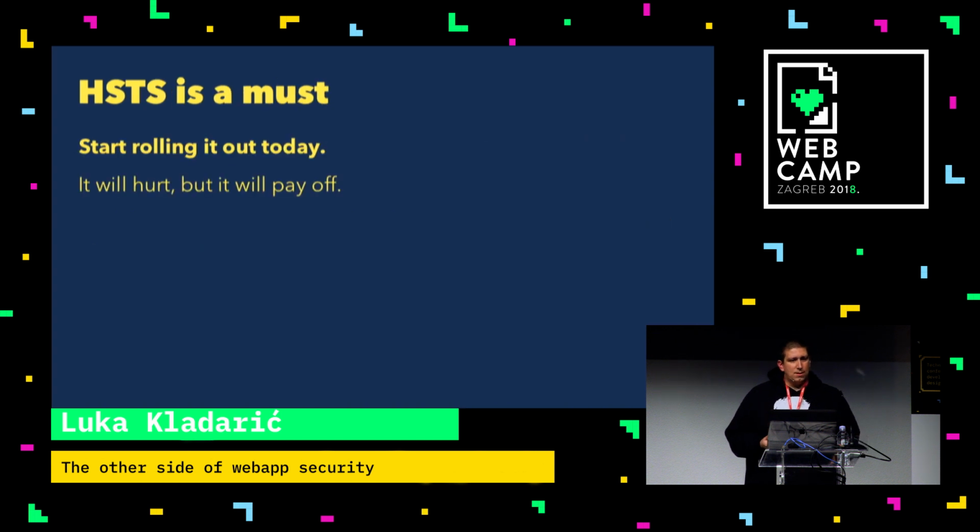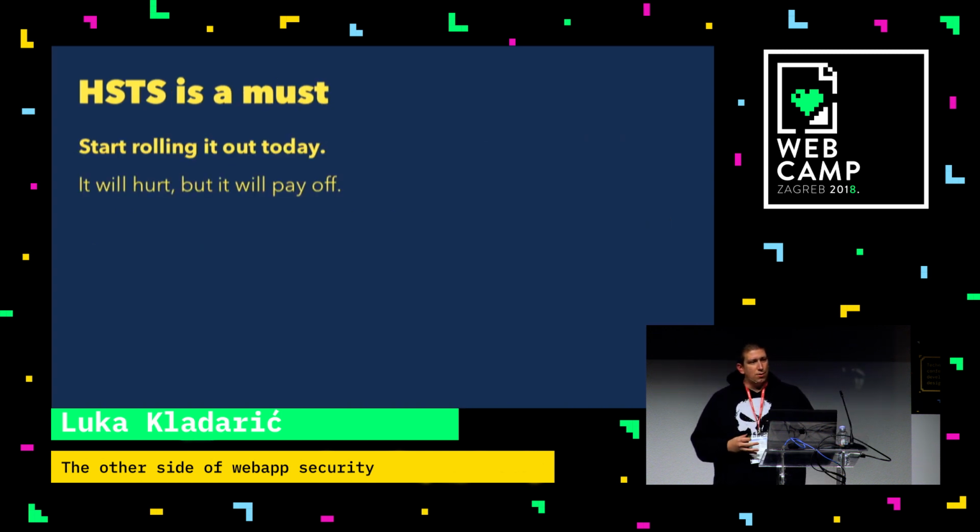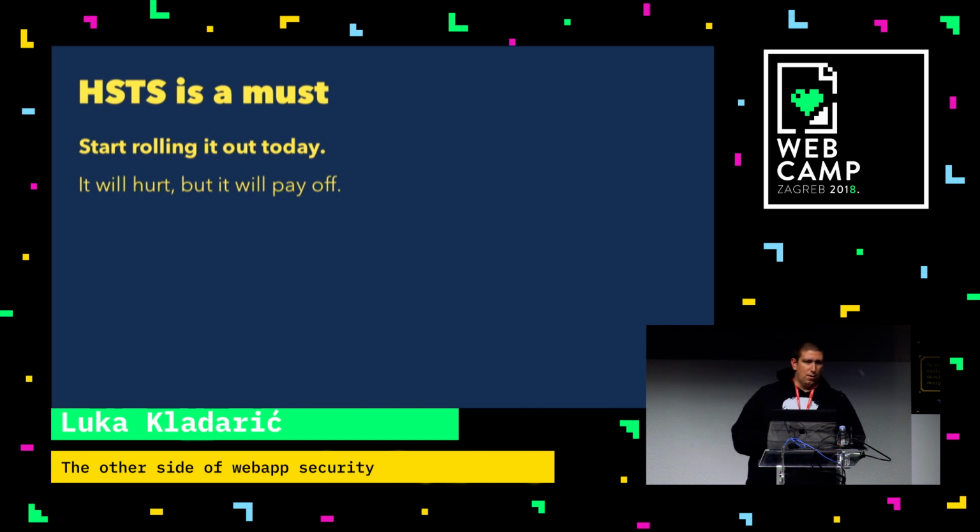So HSTS is a must, but it's okay if it takes you months to get to the point where you're advertising it with a year-long timeout and including your subdomains and including preload. You can roll it out with like a 1-hour delay. If something breaks, you just disable it, you're down for an hour or like 15 seconds, whatever. But you can start testing with it and slowly increase the timeout. My biggest sites are now at 3 months, and I'm getting ready to just extend it to a year because it's been like that for 6 months and no one's complained.